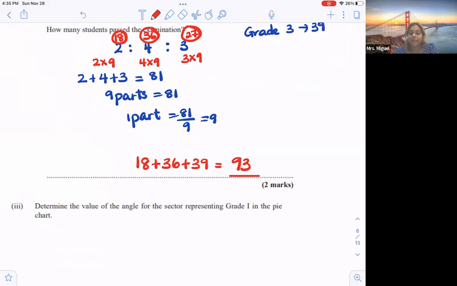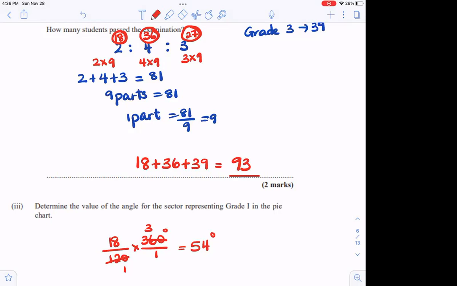Determine the value of the sector angle representing grade 1. So grade 1 is 18 students. 18 out of how much? Well, we have 120 students. So 18 over 120 multiplied by 360. 120 could go into this 3 times. The sector angle is 54 degrees. Are we okay so far? Yeah, miss. So let's go.